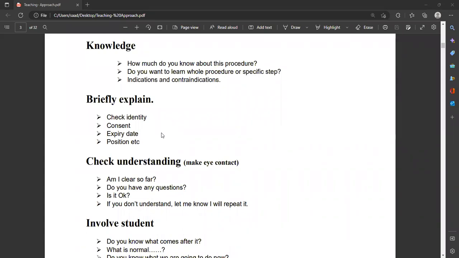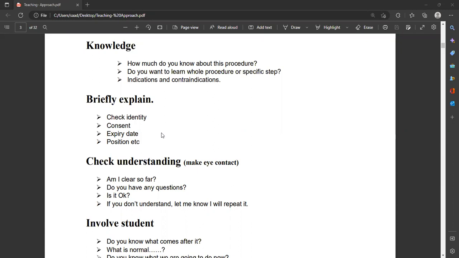Because you're teaching a student, you are teaching the student that consent is most important. In the UK health system, consent is very important. So you have to take consent before proceeding and check identity. I talked about one of our objectives being safety, so identity and consent come in the safety part.